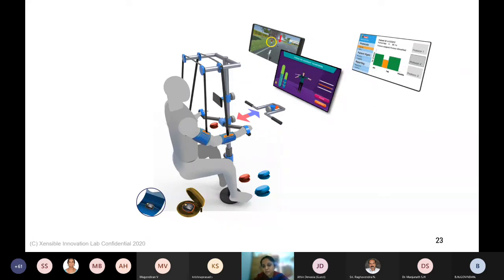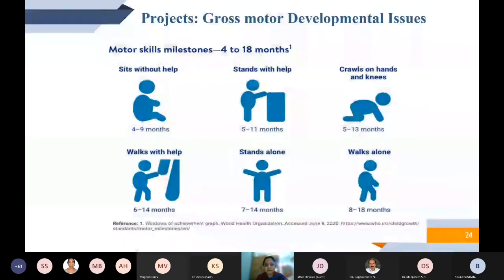We are almost done with the software part. We are working on the hardware part, where we are taking inputs from mechanical engineers, to create a system that aids the geriatric population and the physiotherapist, so that from a distance they will be able to do certain physiotherapy operations. So that's one application that I'm currently working on.